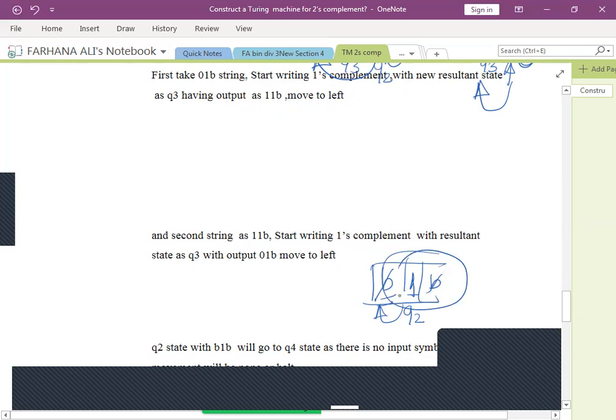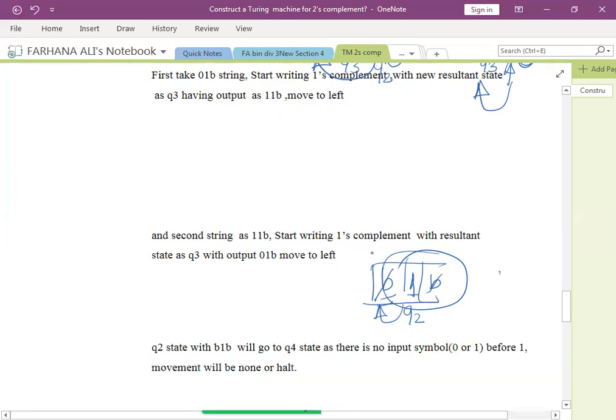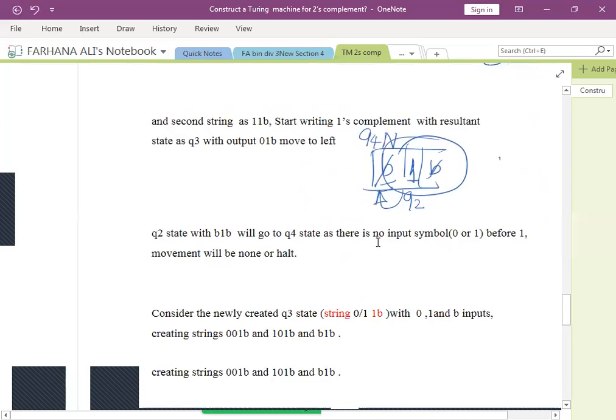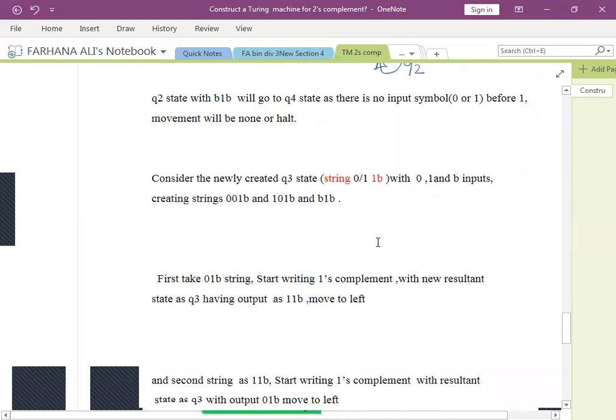So this kind of string we have successfully converted into the 2's complement. So your movement will be left and will go to the final state with no movement. Okay. Now consider the next state.